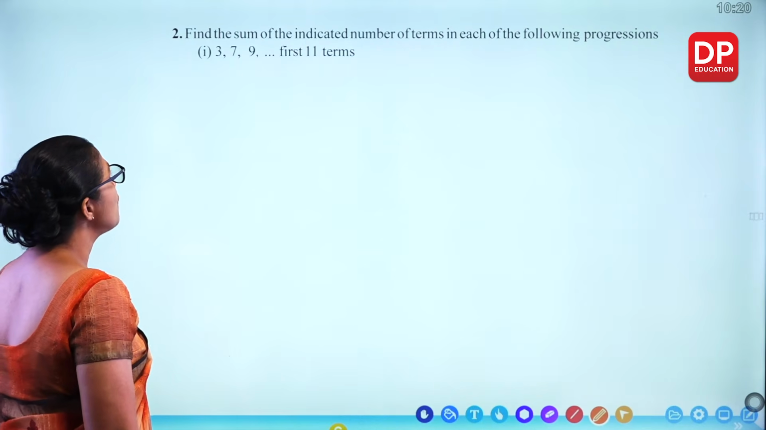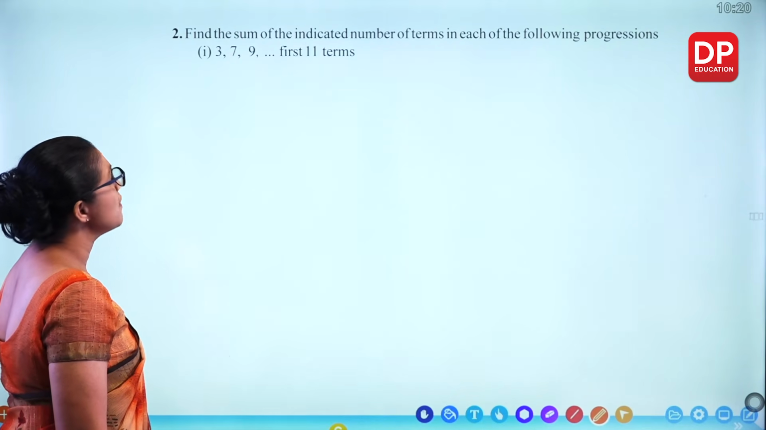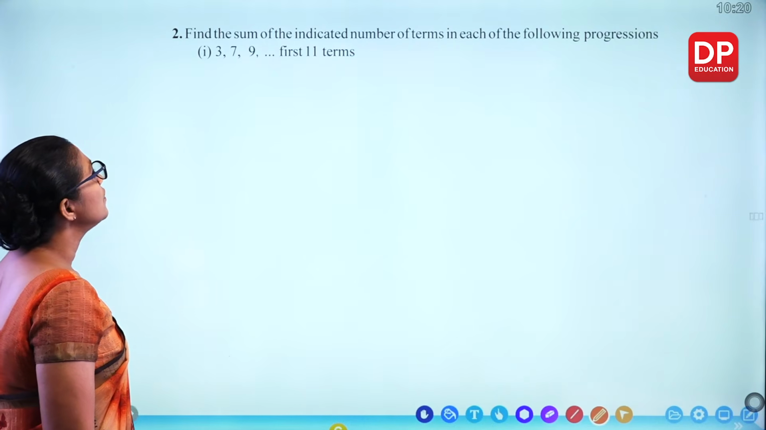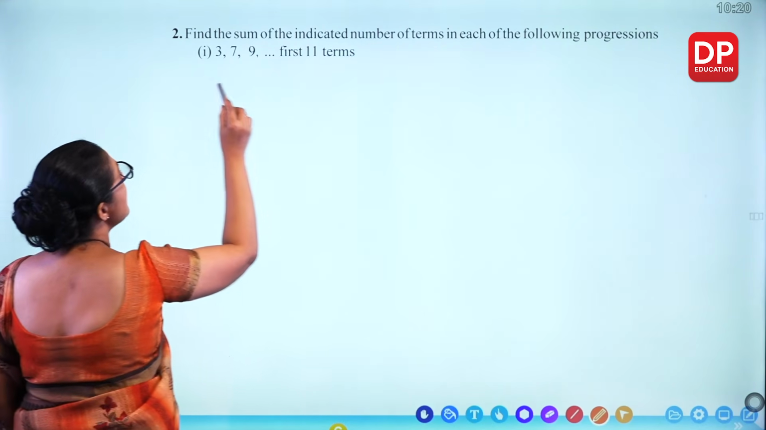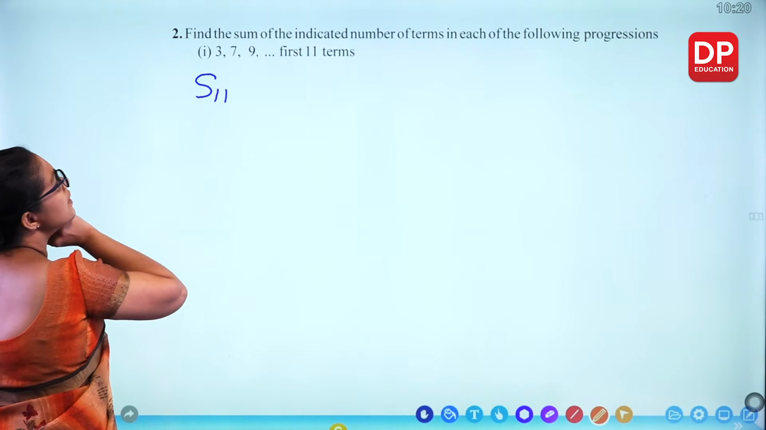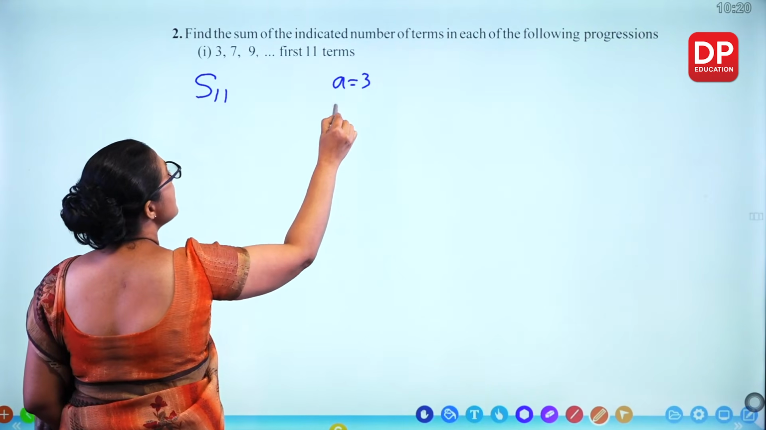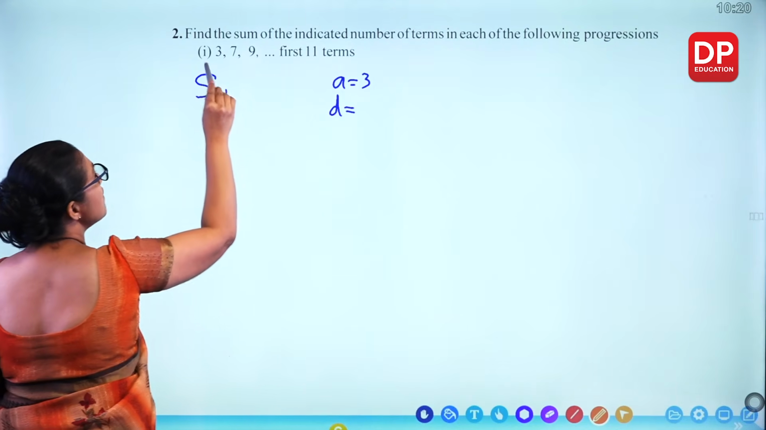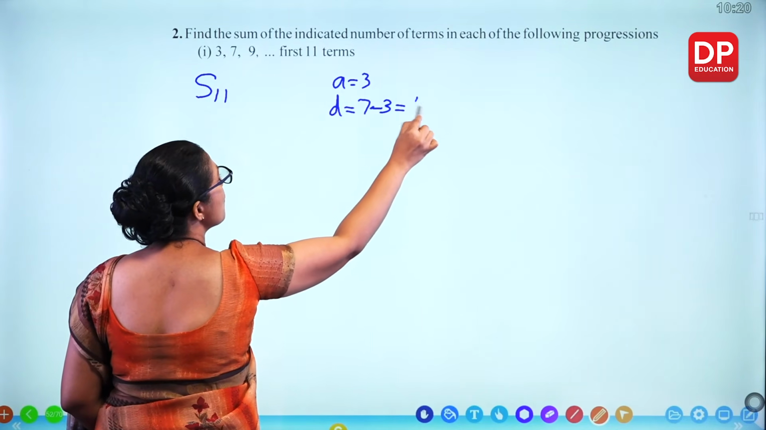Question number 2, find the sum of the indicated number of terms in each of the following progressions. So you are asked to find S11 here. First term is 3. Difference, we can get it from here. 7 minus 3, you get 4.